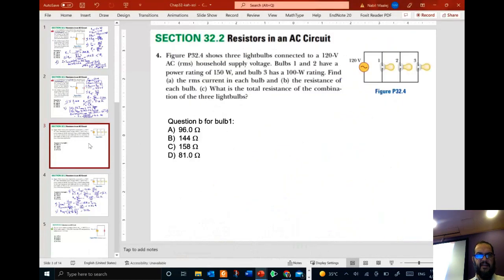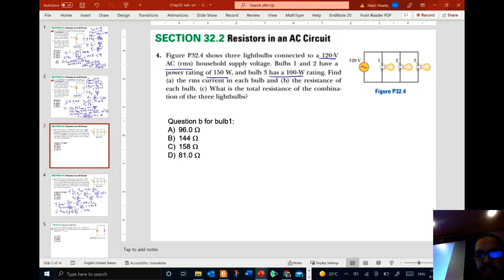Okay. All right, so here we have 3 light bulbs connected to a 120 volt source. So this is the RMS voltage here, 120 volts. Bulbs 1 and 2 have a power rating of 150 watts, and bulb 3 has a 100 watt rating. Find the RMS current in each bulb.